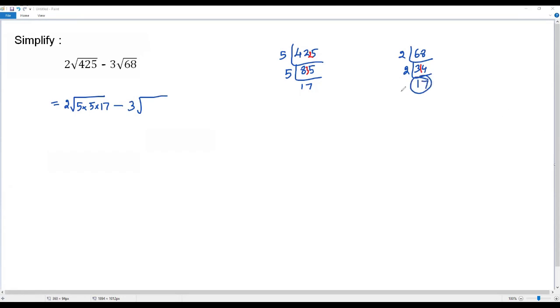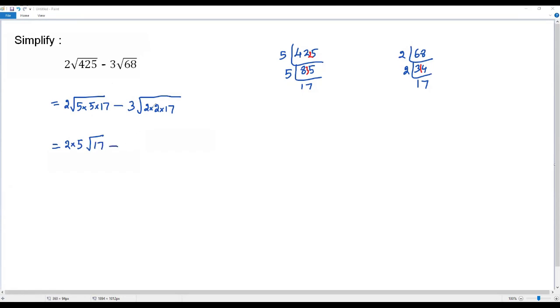Here I got a prime number. We have to stop the process. 68 can be written as 2 times 2 times 17. Let me write over here, 2 times 2 times 17. As I said in the previous one, for every two same numbers multiplied inside the square root, one number can be taken out. Still we have 17 inside the square root.